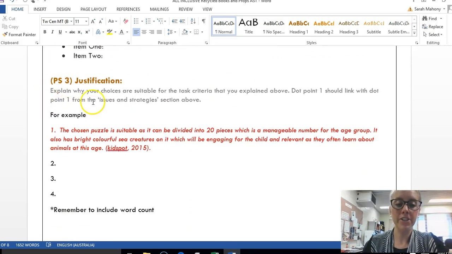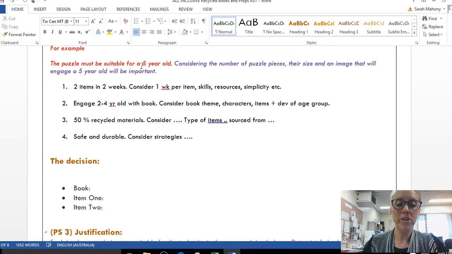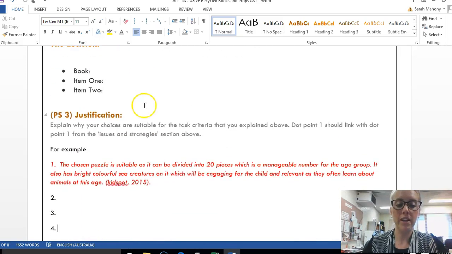In the justification, you need to explain why your choices, so what you've decided to make, are suitable for the task criteria that you explained above, so what you've identified in the issues and strategies. Just remember dot point 1 that you have down here should actually link with dot point 1 from up the top, right? And that will make sense shortly.